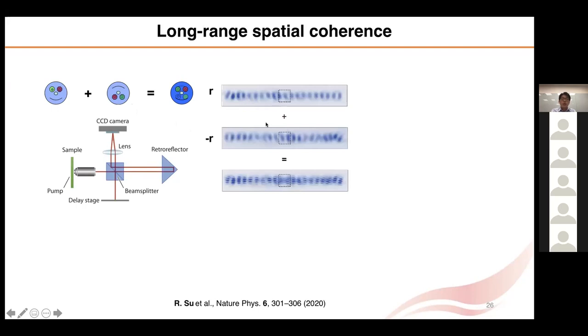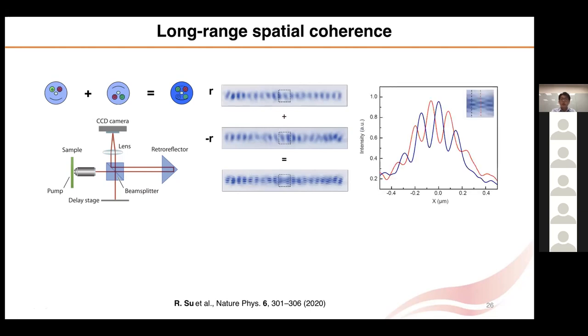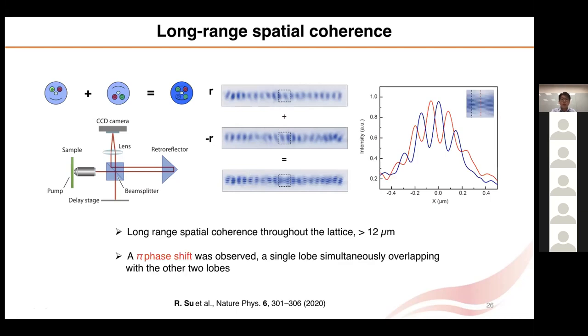So as you can see here, the top panel shows the real space image of the lattice, which shows the condensation into the PY state. And once these two images get superimposed, we can clearly observe those interference fringes throughout the whole lattice. So this suggests such long-range spatial coherence is actually built up inside the system, with a very long spatial coherence of about 12 micron.